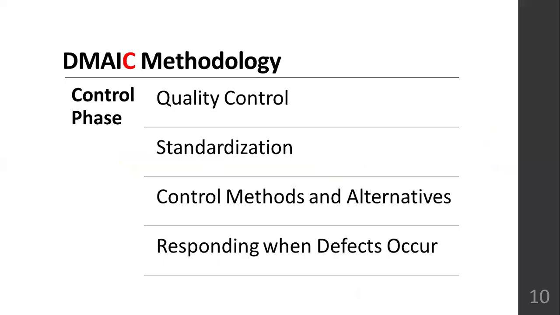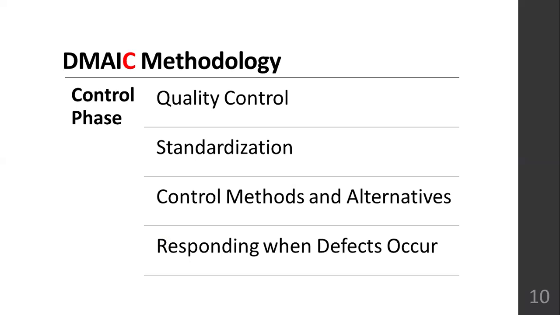And finally, you have the control phase. It is for future improvement of the same processes. Under this you have quality control, standardization, control methods, alternatives, and responding to when defects occur. Quality control comes under the control phase: something goes wrong, you find out why it went wrong and you eliminate those causes. Standardization: routines that work become a standard. Everyone has to follow that standard.